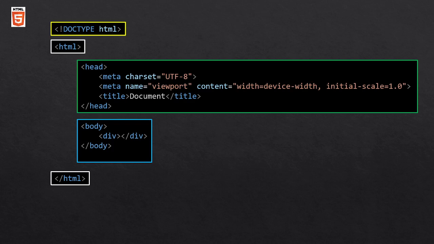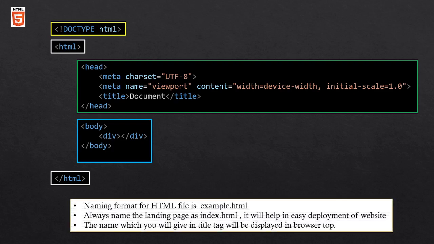Okay, let's go. So that's all about the basic boilerplate code for HTML. Let's see what is next. There are some important points, like the naming format of an HTML file. You have to give the name of an HTML file like example.html. Example means the name which you want to give.